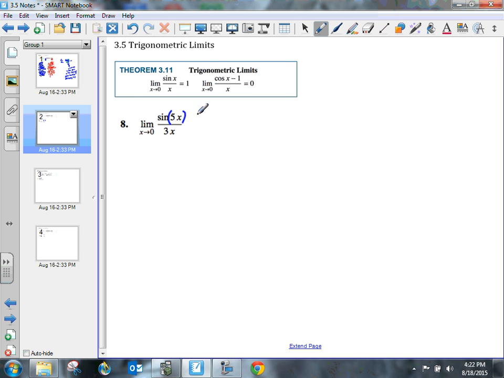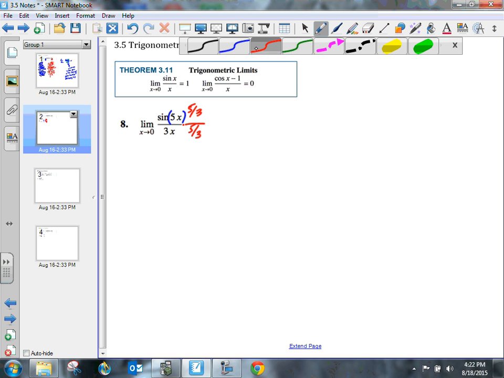So the trick that we use is that we want to multiply the top and the bottom by a number, okay? So the question that I would say is, all right, 3 times what number is going to give me 5, okay? And that's actually going to be the number 5/3, okay? So I'm going to multiply that on the top and the bottom, okay? And as a result, this is what we get, okay?